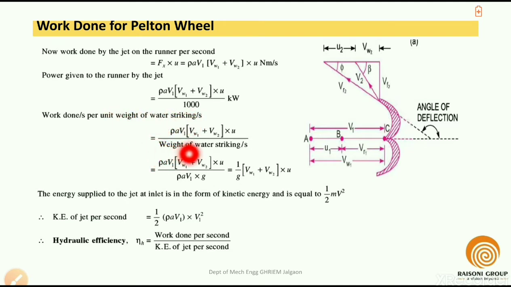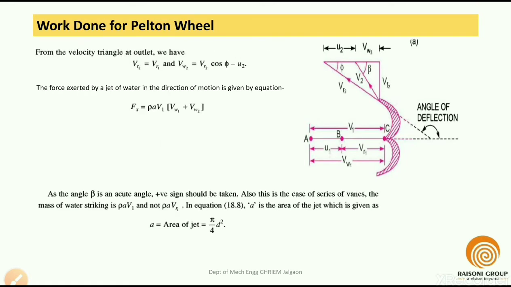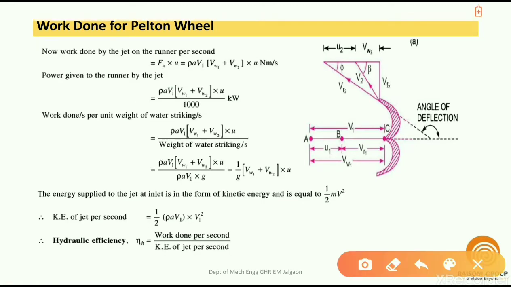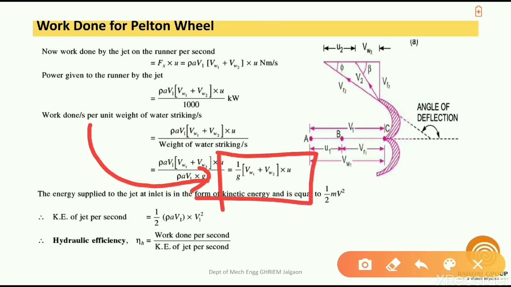So what is the weight of the water striking per second? Rho a v1 is the mass of the water striking per second. If we multiply this mass by small g, it will be equal to the weight of the water striking per second. After simplifying this, rho a v1 will get cancelled, and the equation will be 1 upon g, (vw1 plus vw2) multiplied by u. So this will be the equation for the work done per second per unit weight of the water striking per second.